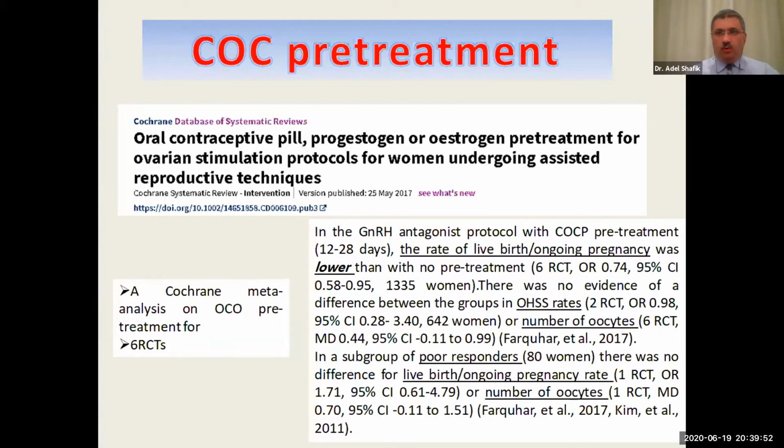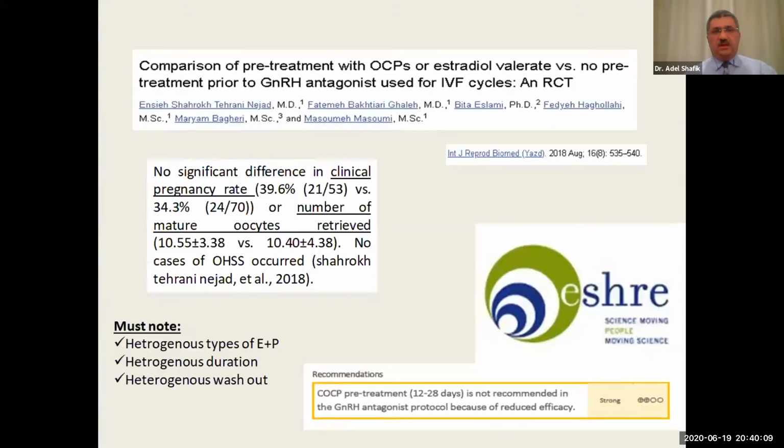However, there might be a small window that we can use oral contraceptive pills before antagonist in poor responders. In this special subgroup, when they have done sub-analysis, there was no difference in live birth rate or ongoing pregnancy rate or number of oocytes. So it might be used in poor responders.